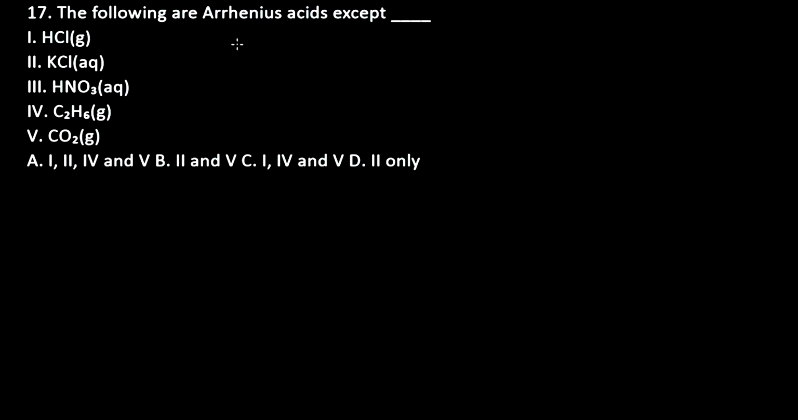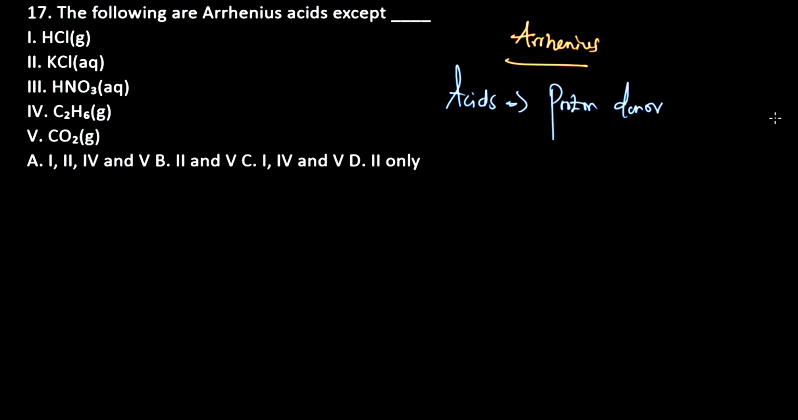So let's see this question again. Which of the following are Arrhenius acids except? So we say that Arrhenius defined acid as proton donor, and base as proton acceptor. So this is Arrhenius acid. So this is a salt, it's not an Arrhenius acid. So this is Arrhenius acid.